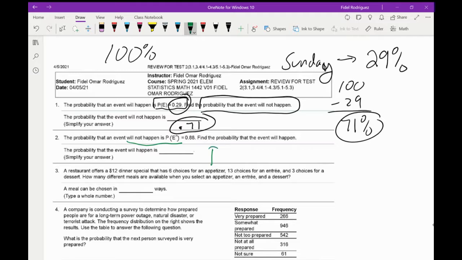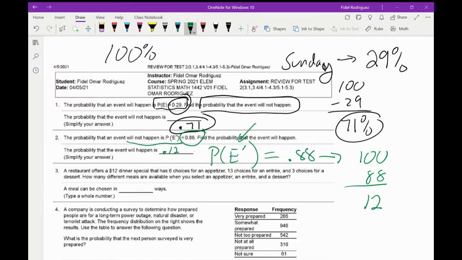So now when I get to part 2 and it says the probability that an event will not happen, this P with the E and the apostrophe means that it is not going to happen, okay? So if I think about this particular problem here, 0.88, and I try to understand what this means, remember, the E with the apostrophe means it's not going to happen. So Tim Smith said, you know what, on Monday, there's an 88% chance that it's not going to rain. What would be the percent chance that it would? Well, let's take 100 and minus 88, and we're going to come up with 12. So the probability that it would rain would be 0.12 or 12%.